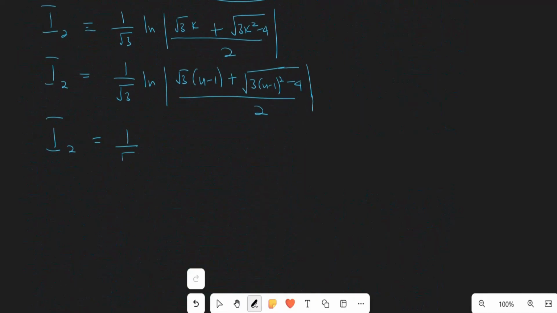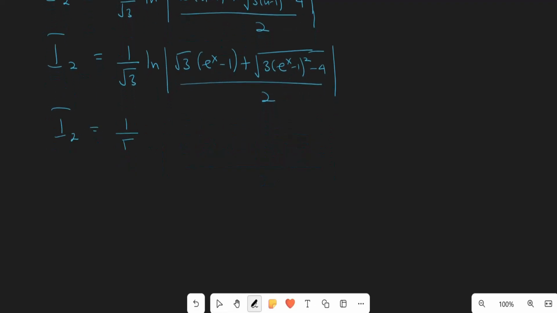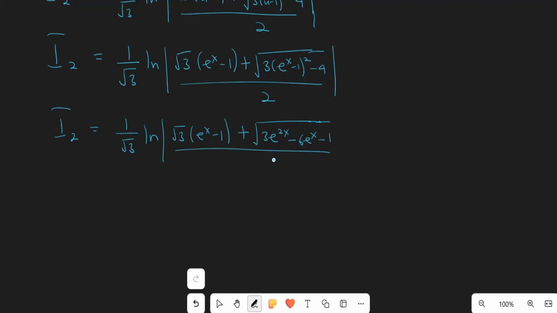So I2 is going to be 1 over the square root of 3, the ln of the absolute value of square root of 3, e to the x minus 1, plus the square root of this one, which can be written as 3 e to the x minus 1 squared minus 4, divided by 2. Expanding, it is the square root of 3 e to the 2x, minus 6 e to the x, minus 3 times 1 minus 4, which gives minus 1. If you simplify it, you get 3 e to the 2x minus 6 e to the x minus 1, all divided by 2.